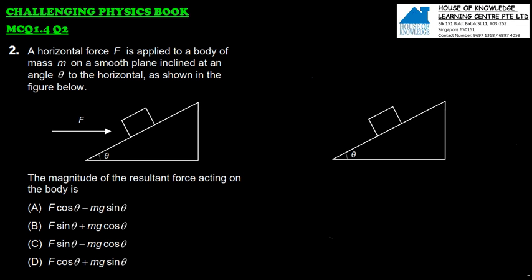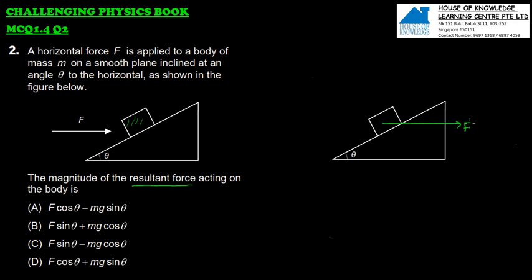The question asks us to find the resultant force acting on the body. So what you should do is quickly draw the free body diagram acting on this box here. I draw the box in this place. Now, just take over this force and draw the force passing through the center.